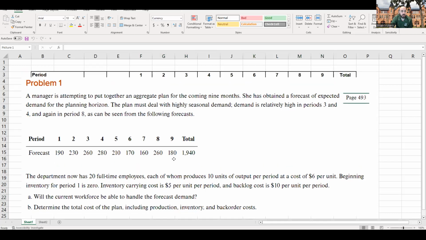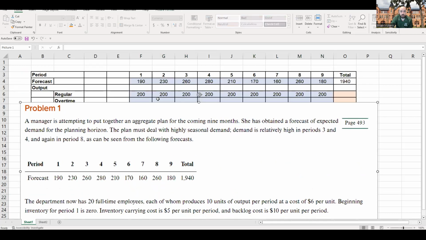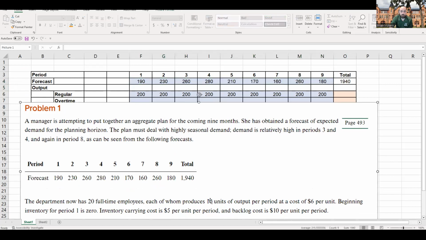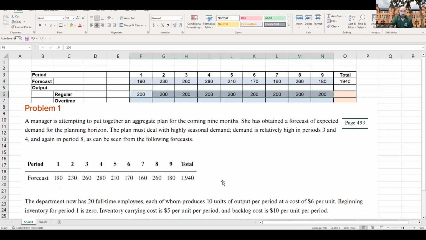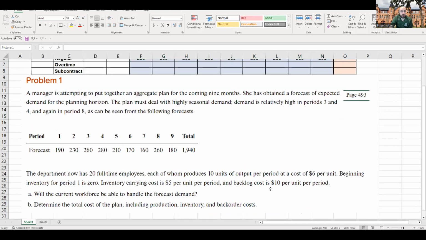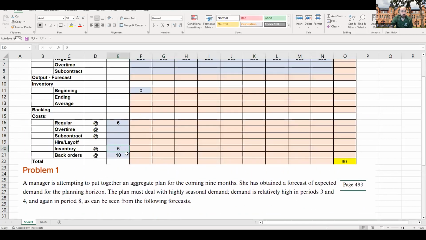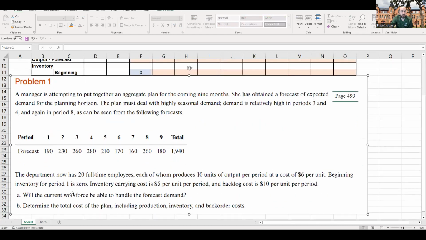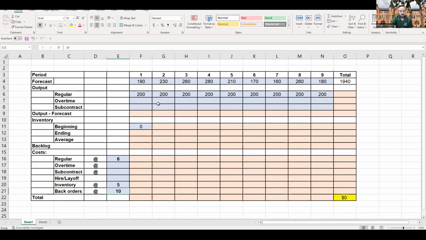All right, so in this one, I've copied these values over. Let's start just on this line here. I've copied the forecast over, and where did I get this 200 from? It says that we have 20 full-timers who have 10 units apiece. 20 times 10 is 200. Okay, so they're producing 200 every period. Our costs are $6 per unit for regular time, $5 for inventory, $10 for back orders, and that should be all we need. Will we have enough to handle production and then determine the total cost? All right, let's get rid of that. And now we know our total regular time.